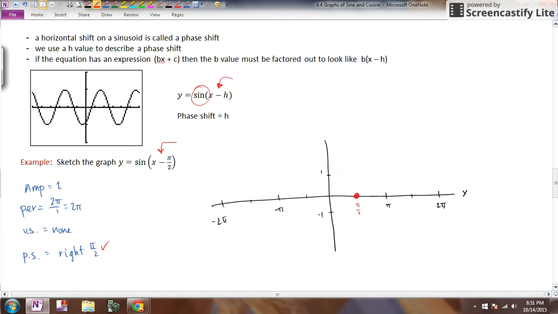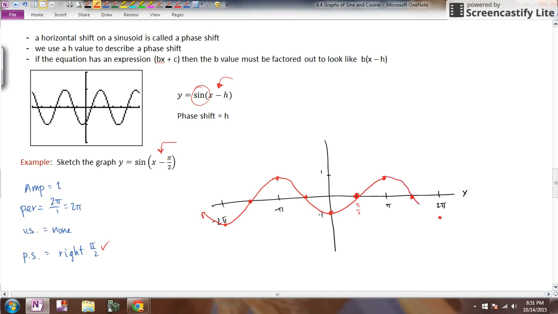It's positive, so I'm going to go up. So at the next tick mark, I'm going to go up to the highest point, then the midline, then the lowest point, and I can go the other way. Lowest point, midline, highest point, midline, lowest point, and there is a beautiful sine graph.